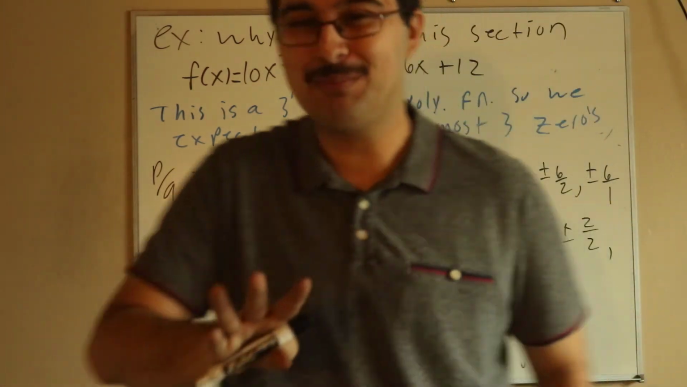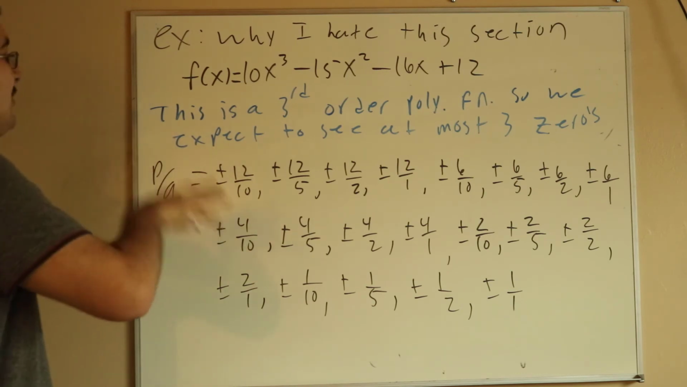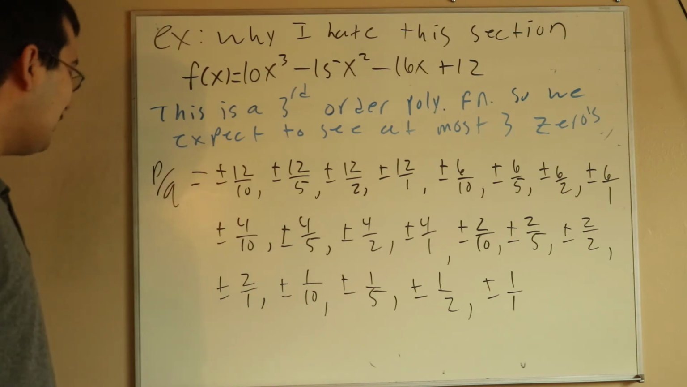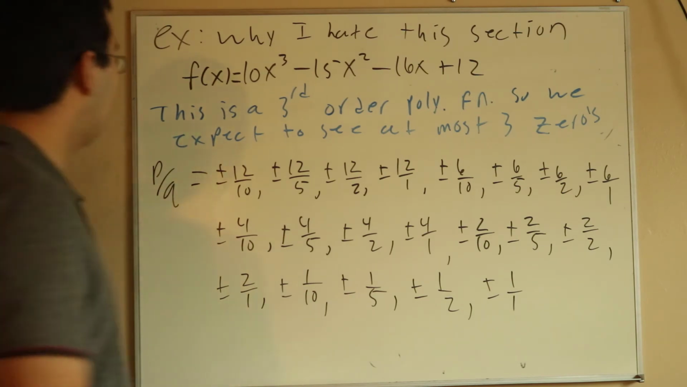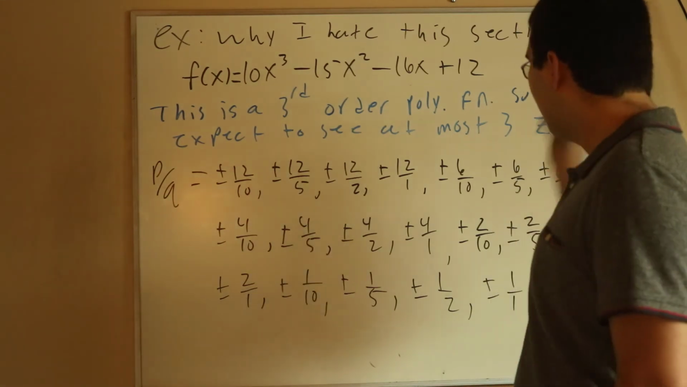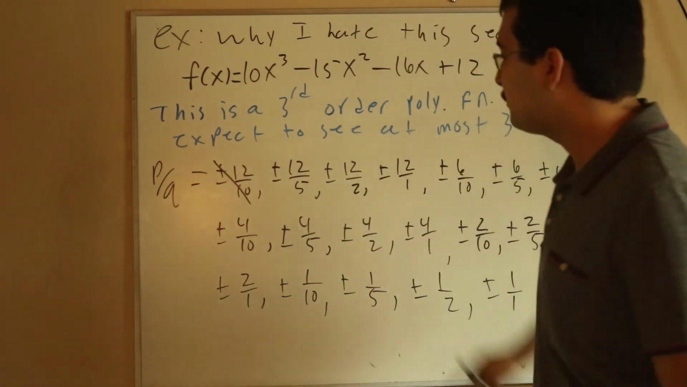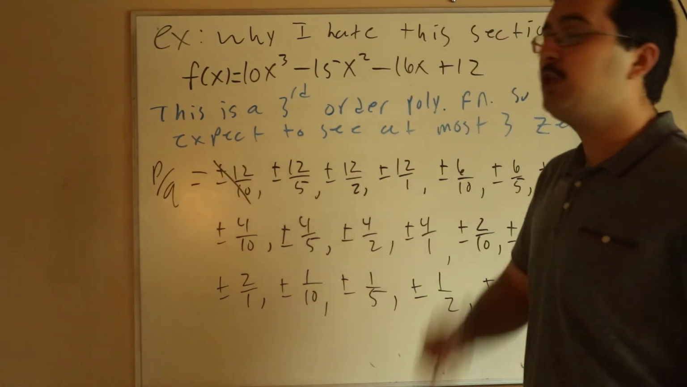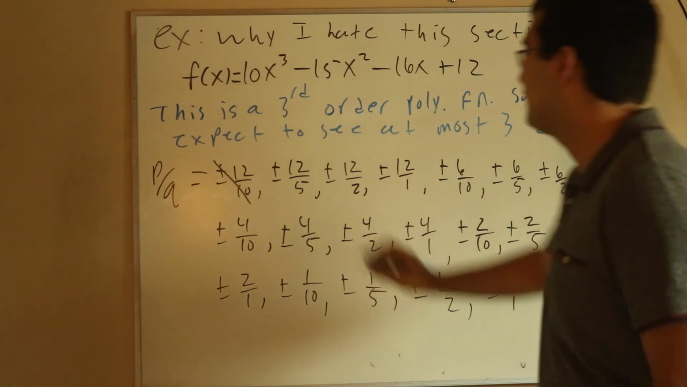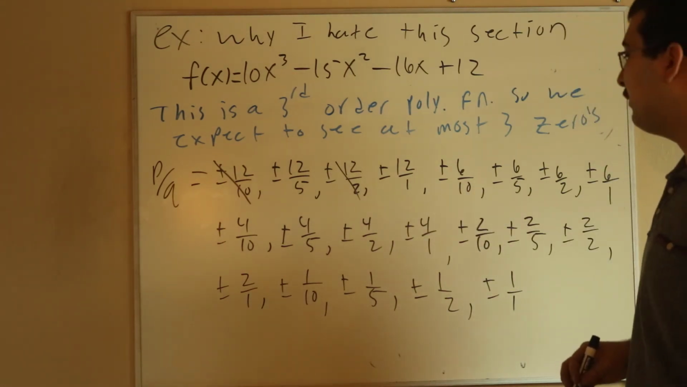Now, that's a lot of numbers, but there's hope, right? We want these fractions to be as simplified as possible, and a lot of these can be simplified. So let's go ahead and try simplifying these down. 12 over 10 can be simplified into 6 over 5. But we already have a 6 over 5, so we can cancel that out. 12 over 5 can't be simplified. 12 over 2 can be simplified into 6. We already have a 6, so cancel that out.